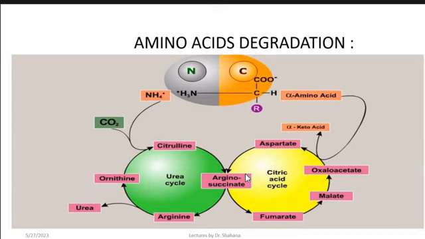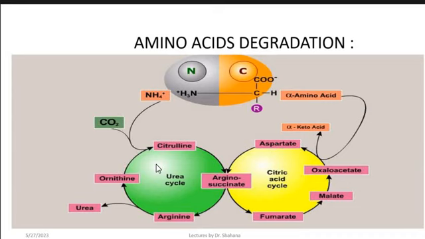Argininosuccinate is an intermediate compound that exists in both cycles, that is the urea cycle and the citric acid cycle. When argininosuccinate undergoes the citric acid cycle, it will convert into fumarate, then malate, then oxaloacetate, and then with transfer of the amino group, aspartate will be formed again.